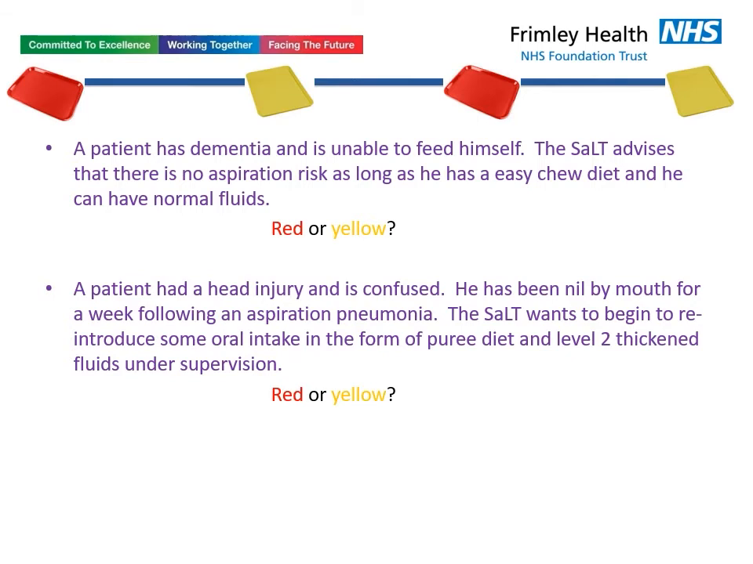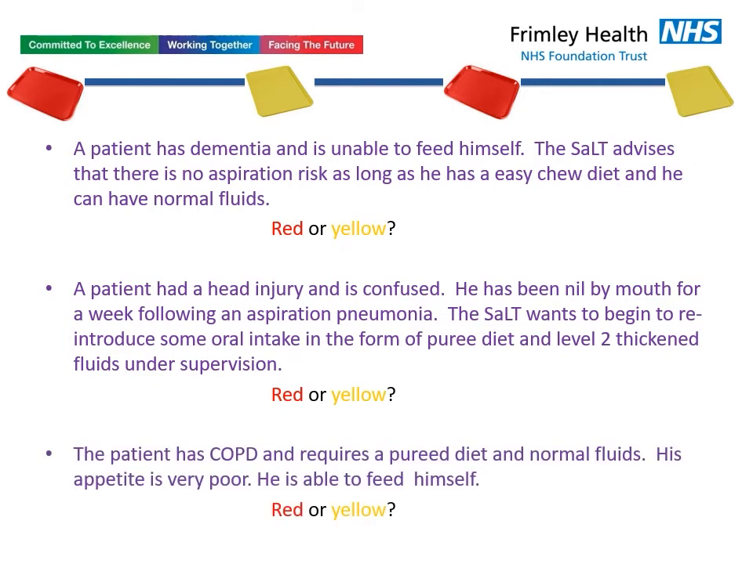So the next one, a patient had a head injury and is confused. He's being nil by mouth for a week following an aspiration pneumonia. The speech and language therapist wants to begin some oral intake in the form of puree diet and level 2 thickened fluids under supervision. Does this patient need a red or a yellow tray? So that patient needs a red tray as he needs supervision and close monitoring with oral intake.